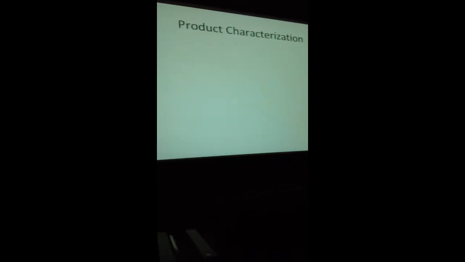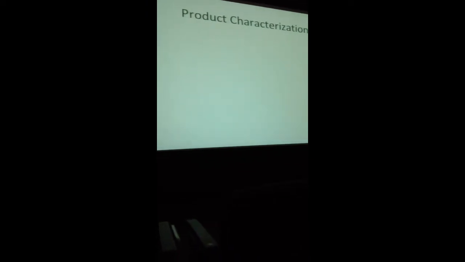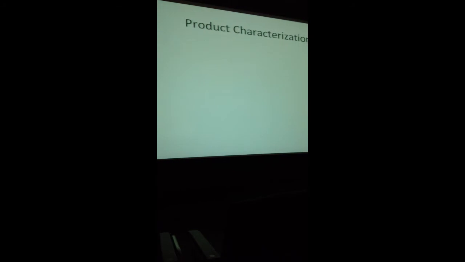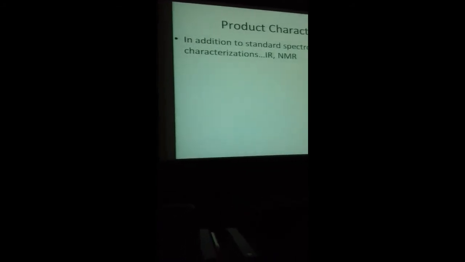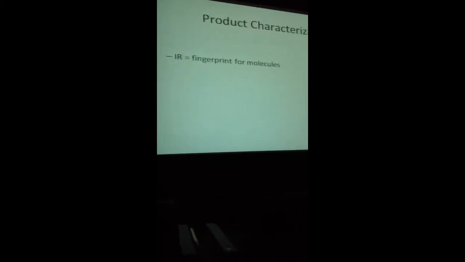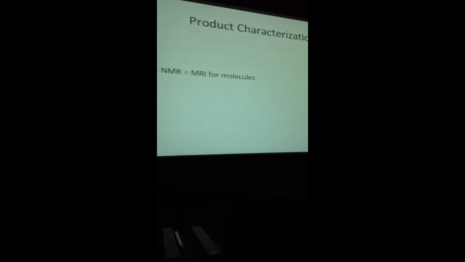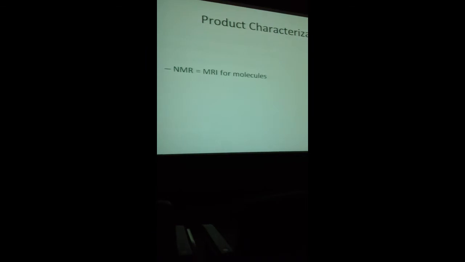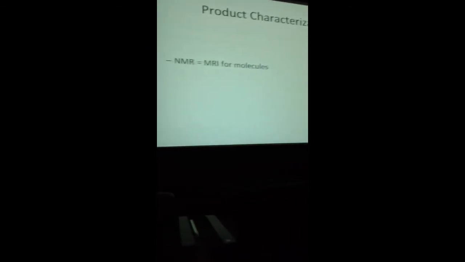Another main part of my research this summer was characterizing what I had made, because when you mix chemicals together, it's not exactly 1 + 2 = 3. You sometimes, or usually, don't know exactly what you're making. So I did standard characterization tests like IR and NMR. IR is infrared spectroscopy, which is like a fingerprint for a molecule, and NMR is nuclear magnetic resonance spectroscopy, which is like an MRI for molecules. So it just tells me more about the structure and what I have.